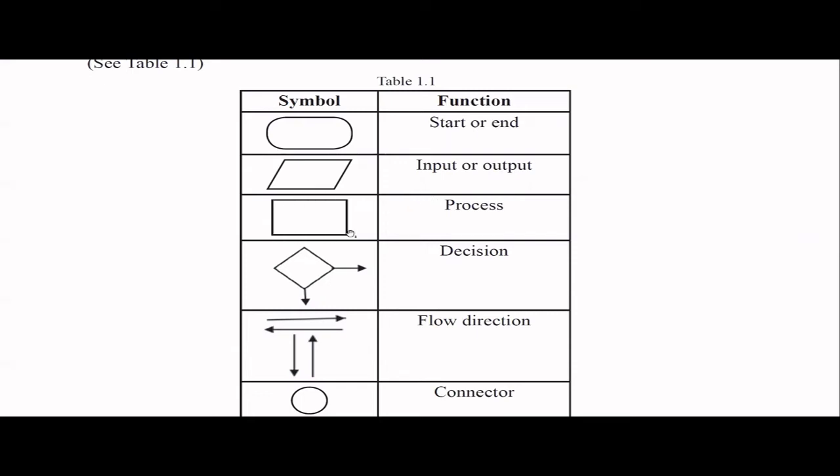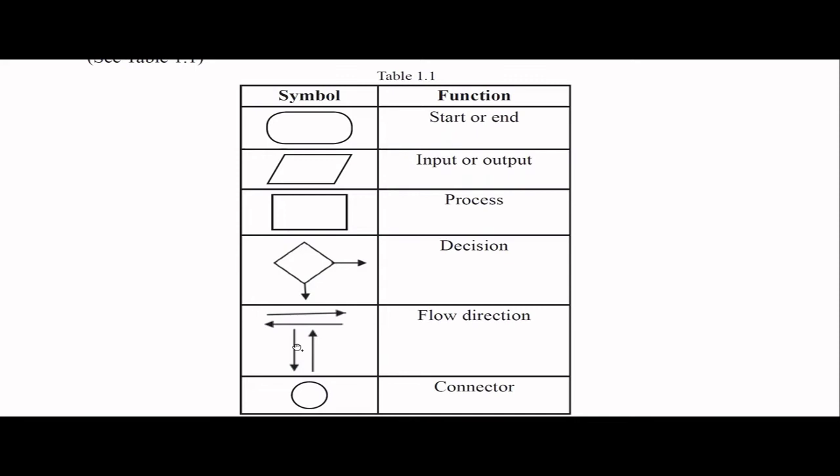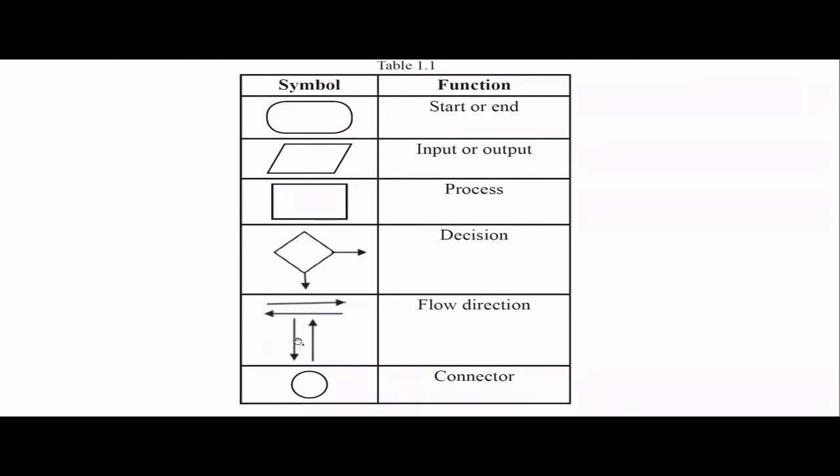This rectangle is for the process. This diamond we use for decision making. You can see there are two branches: one for the yes scenario, which means the condition is satisfied, and the other for no. I will give you an example and explain, then you will get it. These arrows we use for the flow direction, where the data flows. And the circle is for the connector.